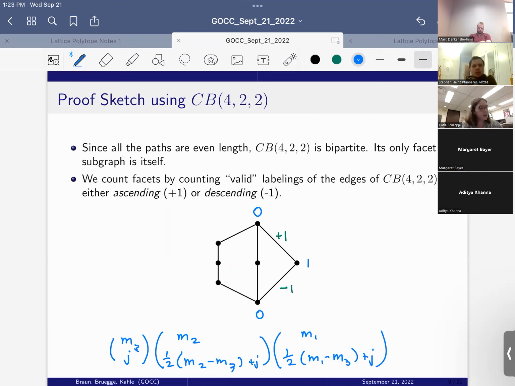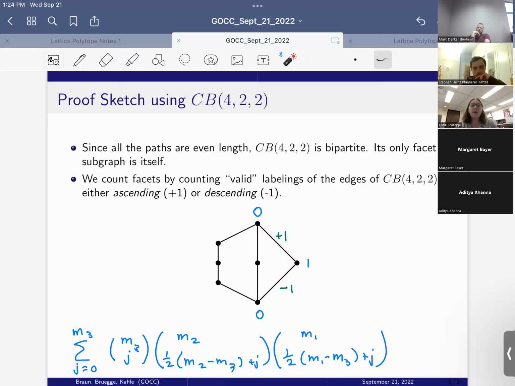And since we can do this for every number of descending edges that we could place along this path, we will take the sum from j equals 0 to m3 of these binomial coefficients. So we get a term like this for each of 0, 1, and 2, because we could have no descending edges, 1 descending edge, or 2 descending edges here.